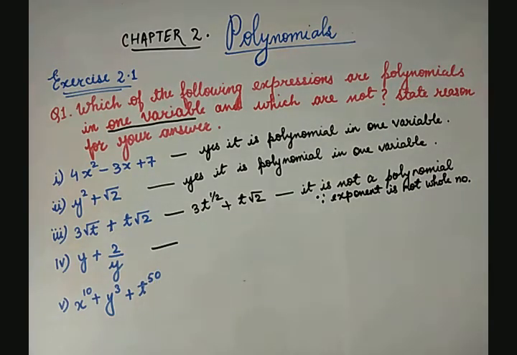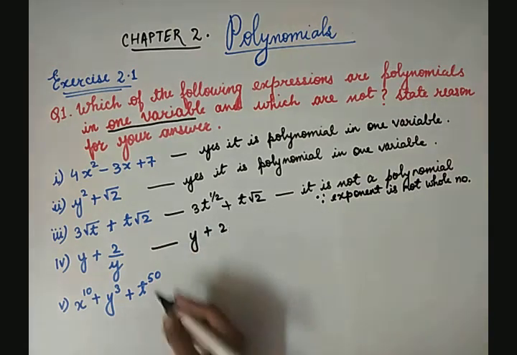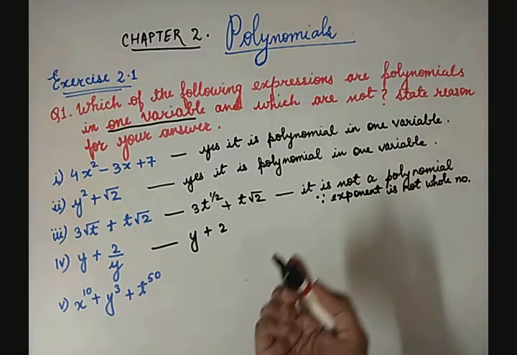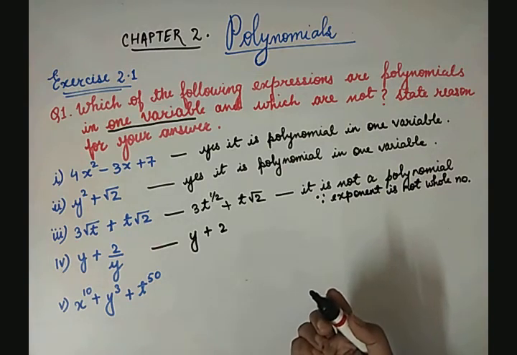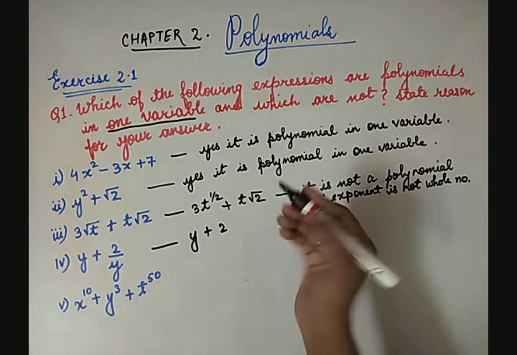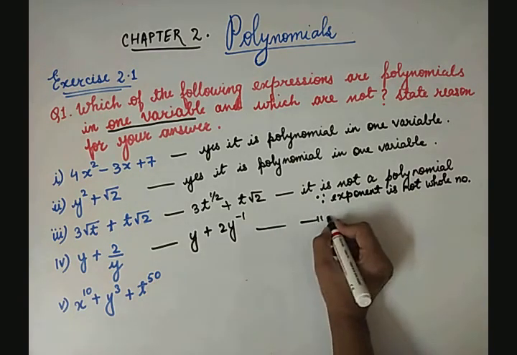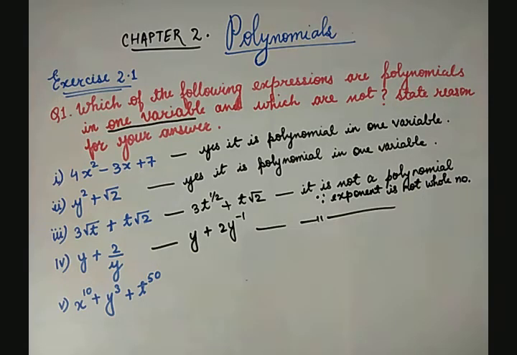y plus 2 upon y. Now that y is okay, but that 2 upon y is in the denominator. I want to take it in the numerator. So we know the power sign gets changed. So here y raised to 1 is there. After coming in the numerator, it will be y raised to minus 1. Again, minus 1 is not a whole number. So you will write the same reason. It is not a polynomial since the exponent is not a whole number. Clear? It is a single variable, one variable, but the power is not a whole number. Therefore, it is not a polynomial.